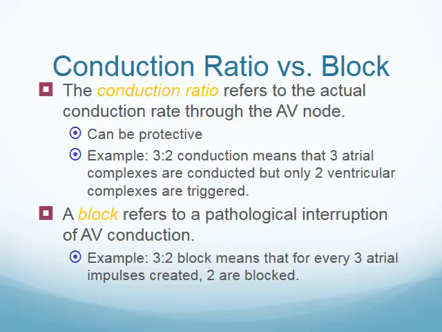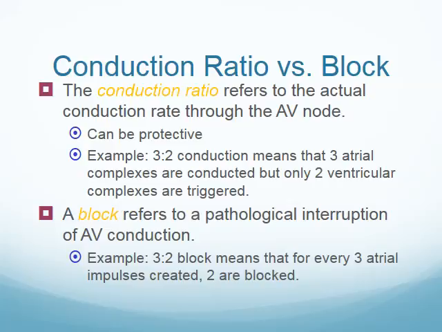The conduction ratio versus the block. What we're referring to is the actual conduction rate through the AV node. This is how many impulses are actually transmitted down to the ventricles. This can be a protective mechanism. If we had every atrial stimulus with a rate of 300 going down to the ventricles, we're not going to be pumping very effectively. So basically the AV node is slowing down, attempting to block some of those impulses from getting through. So a 3-to-2 conduction rate means there's 3 complexes, but only 2 ventricular complexes are going to be triggered.